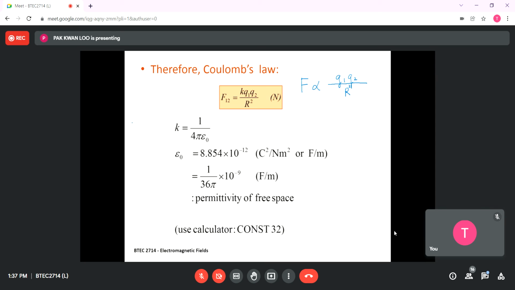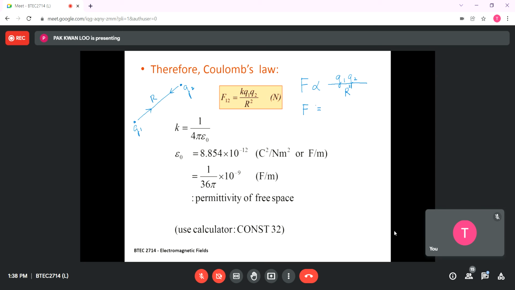So that means if you have a point charge Q1 here, at a distance of R from Q2, then the force between them, assuming these two point charges are positive, the force exerted from Q1 to Q2, or the force exerted from Q2 to Q1, is governed by this proportionality.